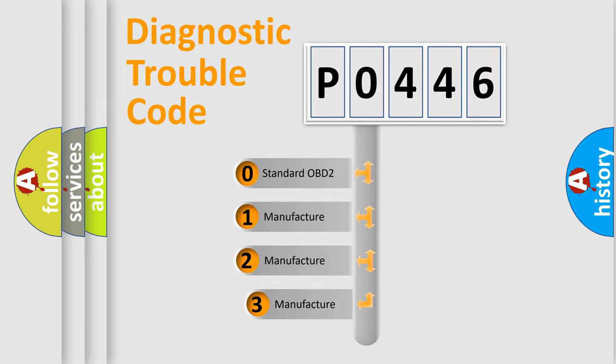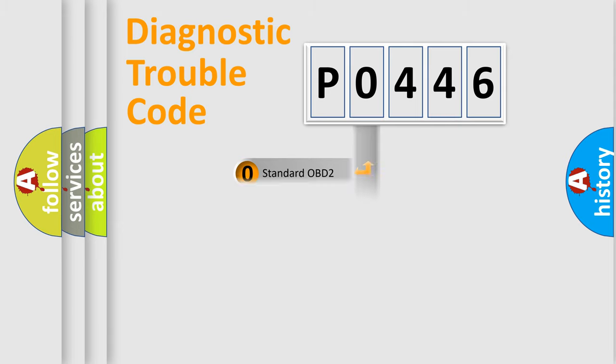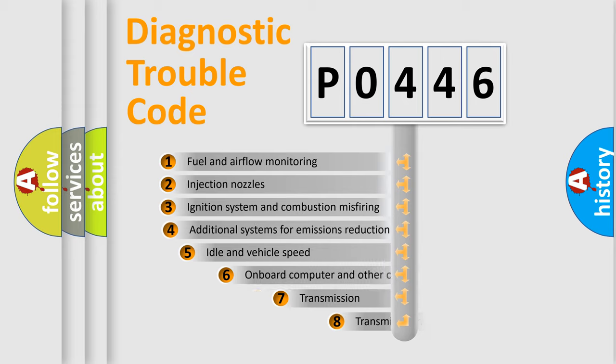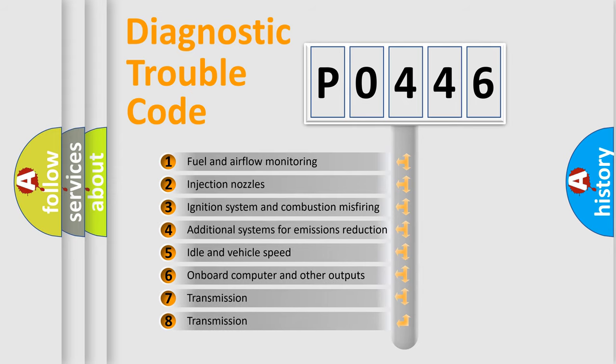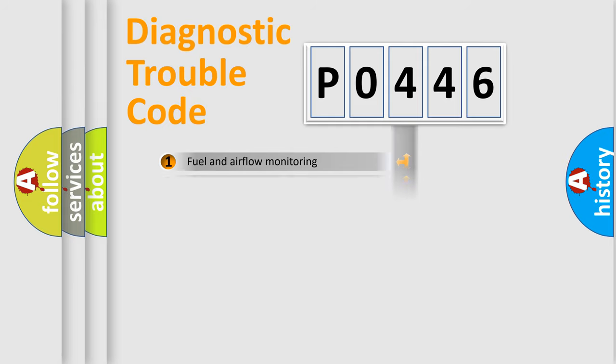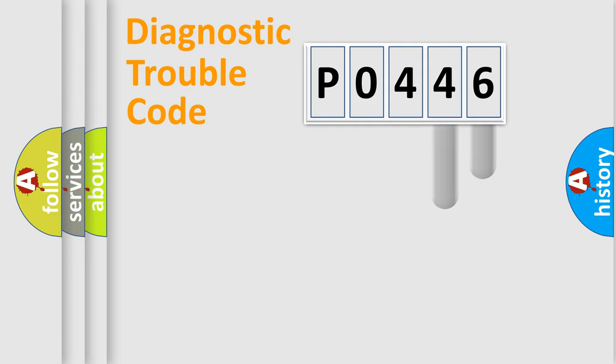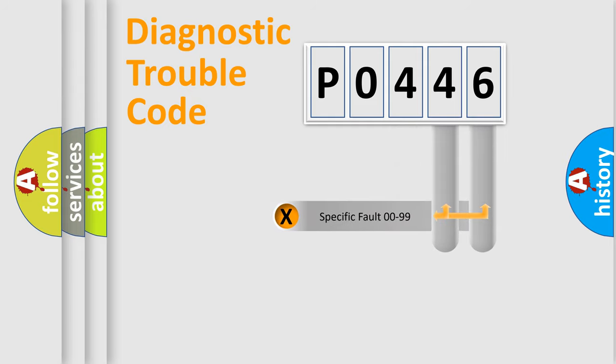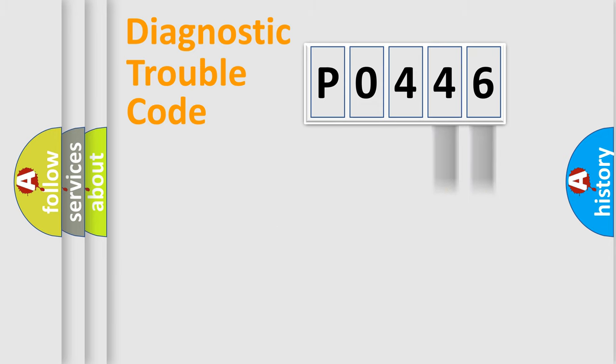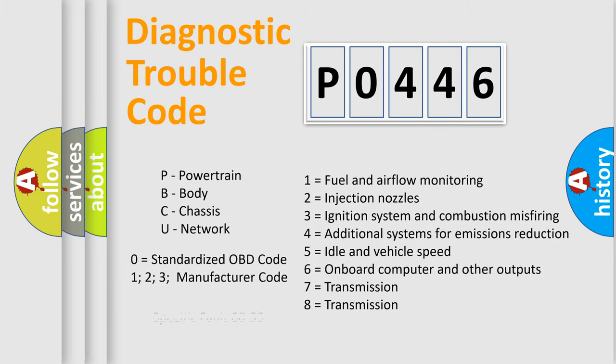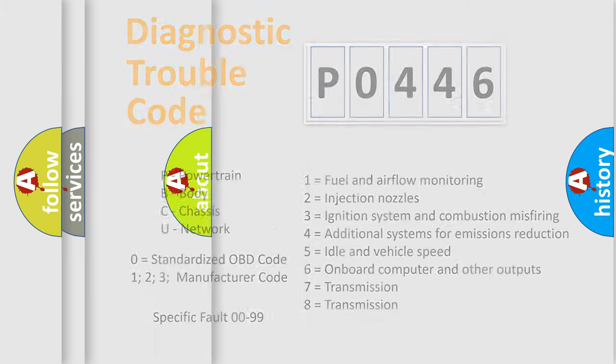If the second character is expressed as zero, it is a standardized error. In the case of numbers 1, 2, 3, it is a more specific, car-manufacturer-specific error. The third character specifies a subset of errors. The distribution shown is valid only for the standardized DTC code. Only the last two characters define the specific fault of the group. Let's not forget that such a division is valid only if the second character of the code is expressed by the number 0.